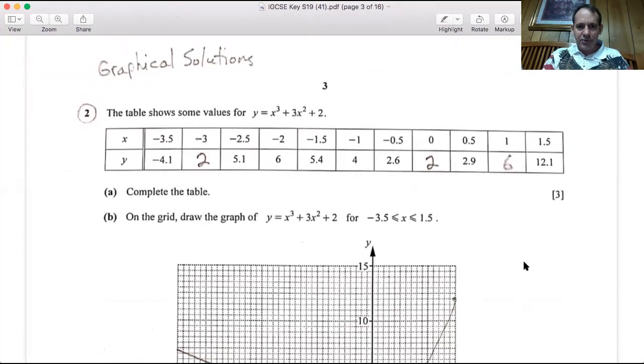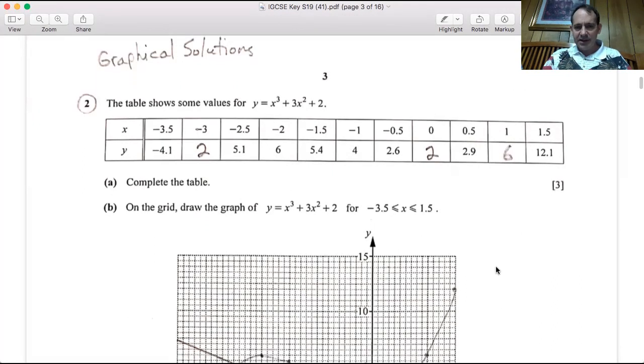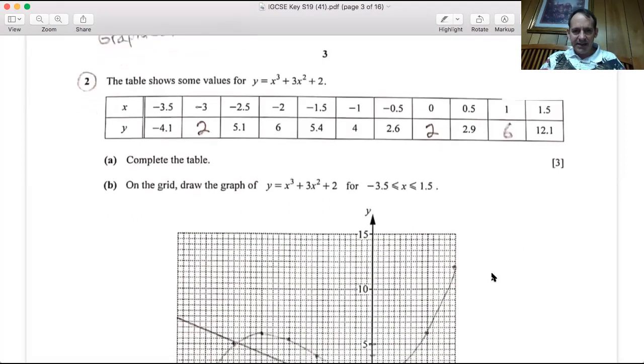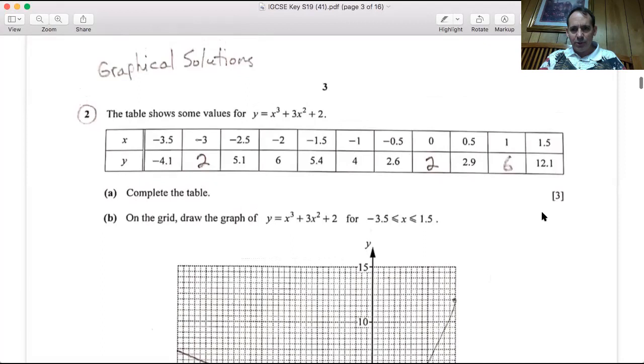So moving on to number 2, we get to graphical solutions. Here it gives you a cubic, y equals x cubed plus 3x squared plus 2. And because you haven't learned how to graph cubics per se, they give you this XY chart. There's a couple of values that you need to calculate yourself. So you got to put in this -3 into this formula to calculate the y. Don't forget to put parentheses around your negatives, especially when they have exponents.